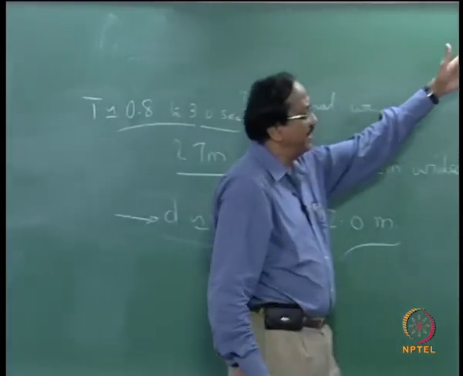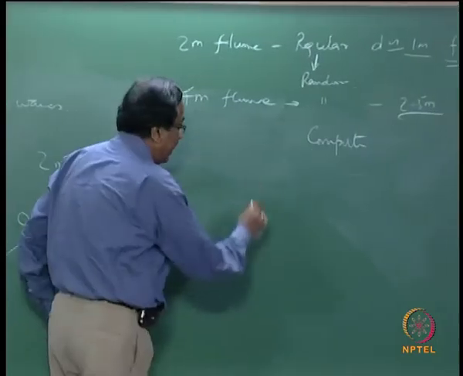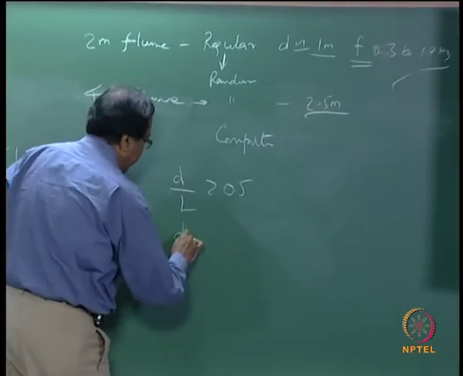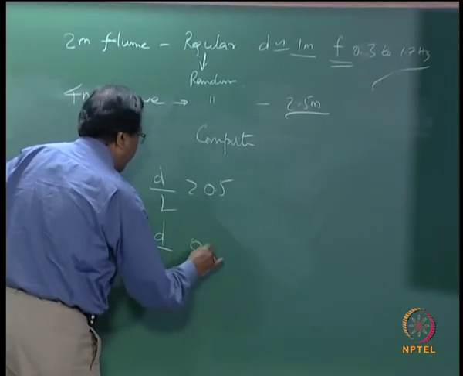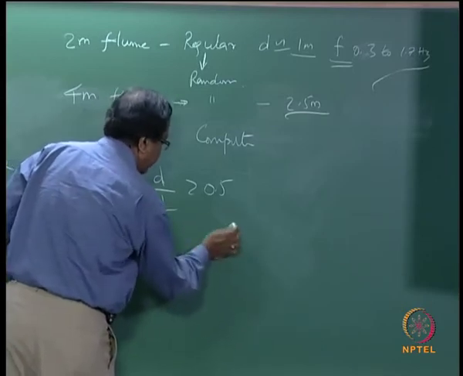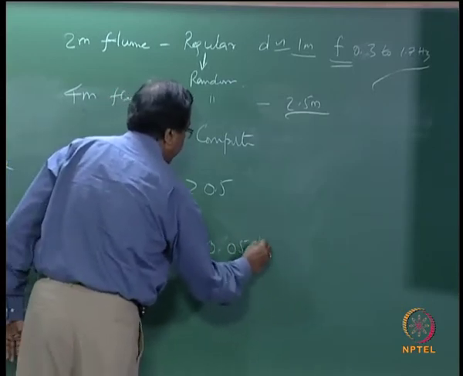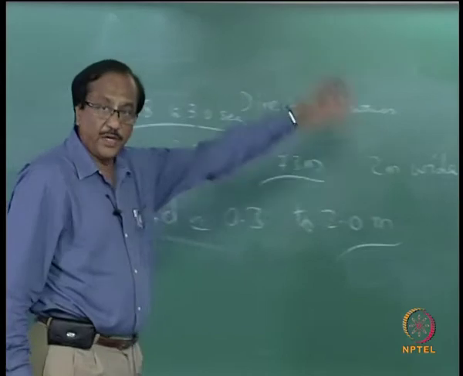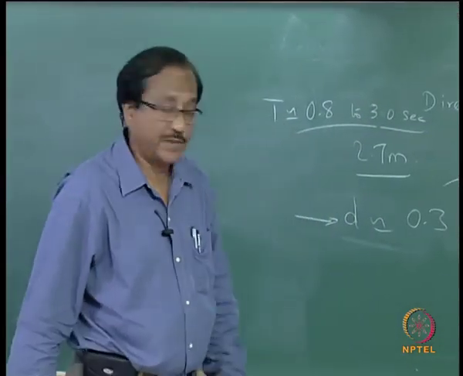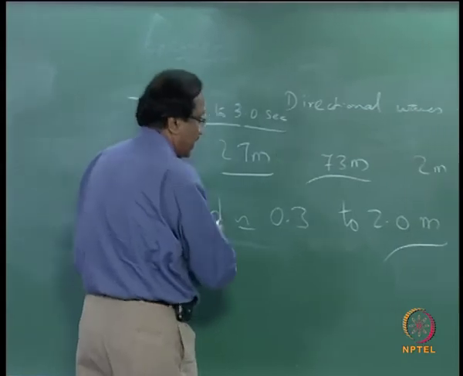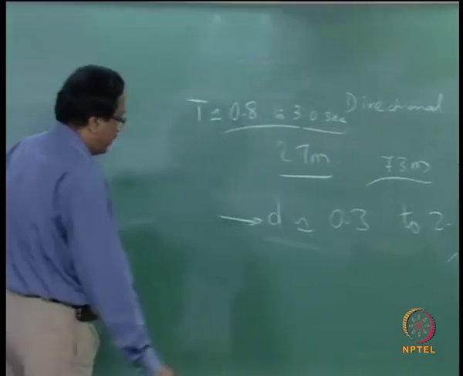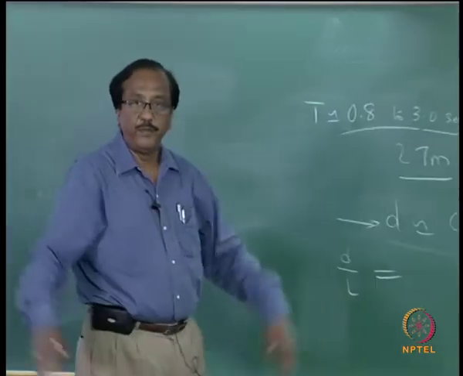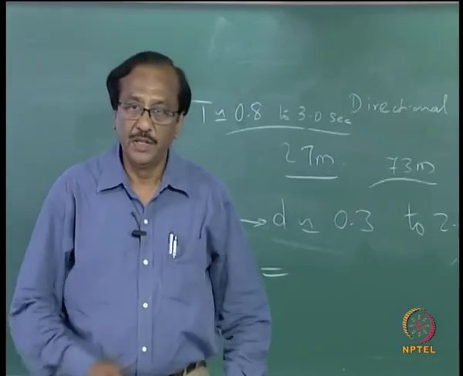Here most of these things we used to cover only d by L greater than 0.5 and d by L mostly between 0.05 to 0.5, but we had a wide option for doing tests with deep waters. But then what about the shallow waters, and that is why we have this. So with this kind of a facility you can cover a wide range including the shallow water waves.